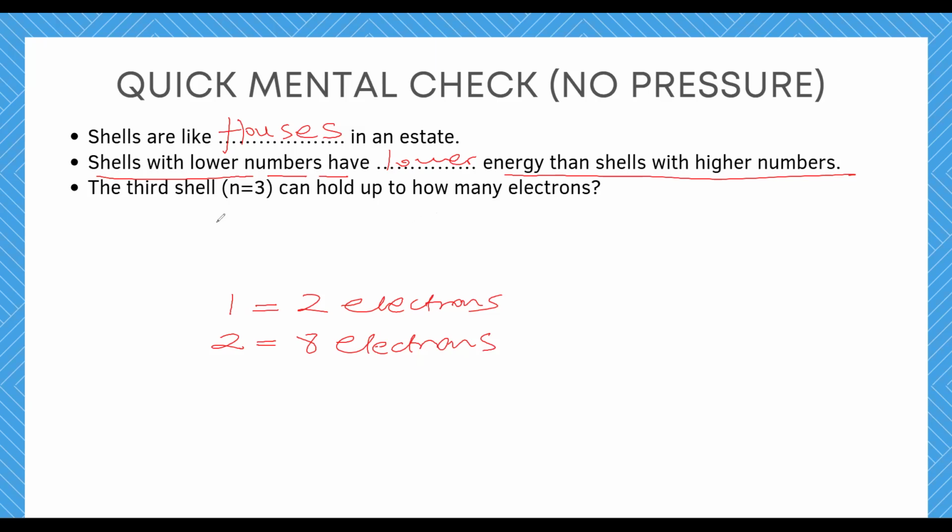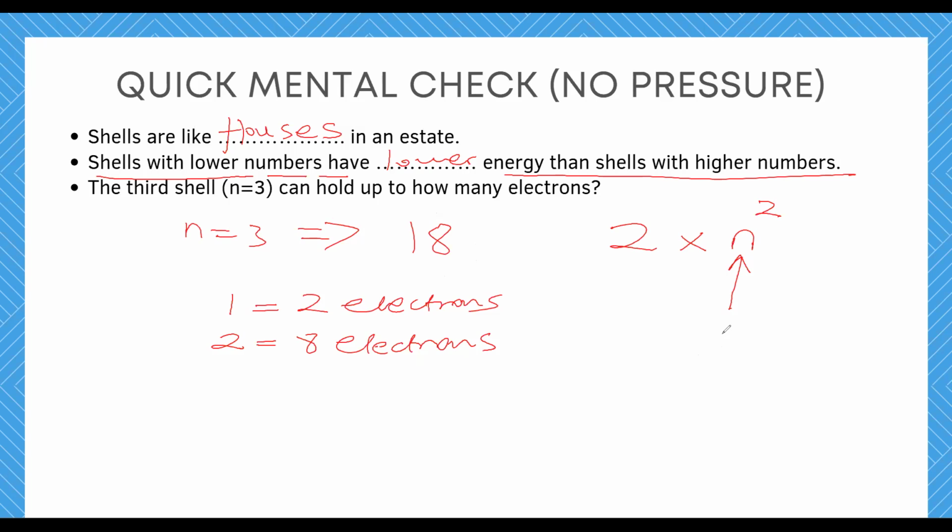And then thirdly, the third shell, n is equal to 3, how many electrons can it accommodate? Who wants to answer that question for me? 18. Thank you very much. 18. And what was the formula that we used? 2 times n raised to power 2. Thank you very much. And what does this n stand for? Number of shells. Thank you very much. It stands for the number of the shell that we are dealing with.